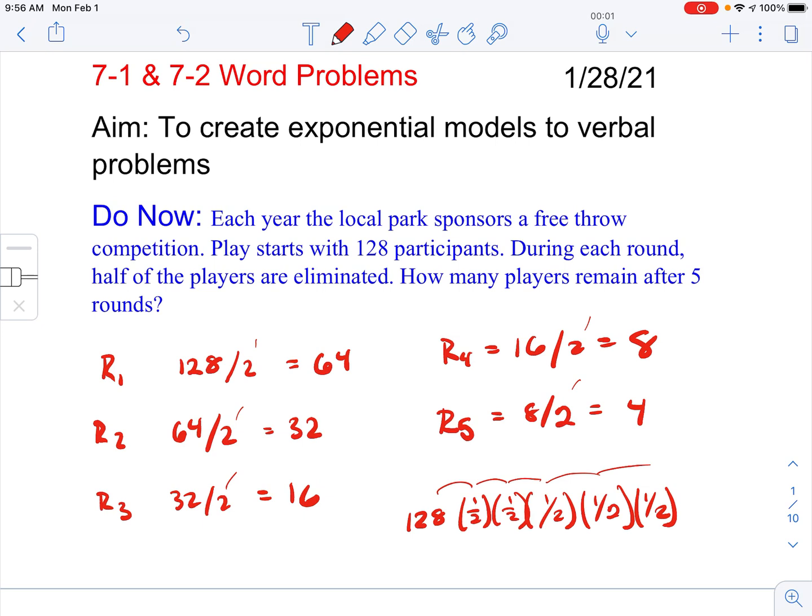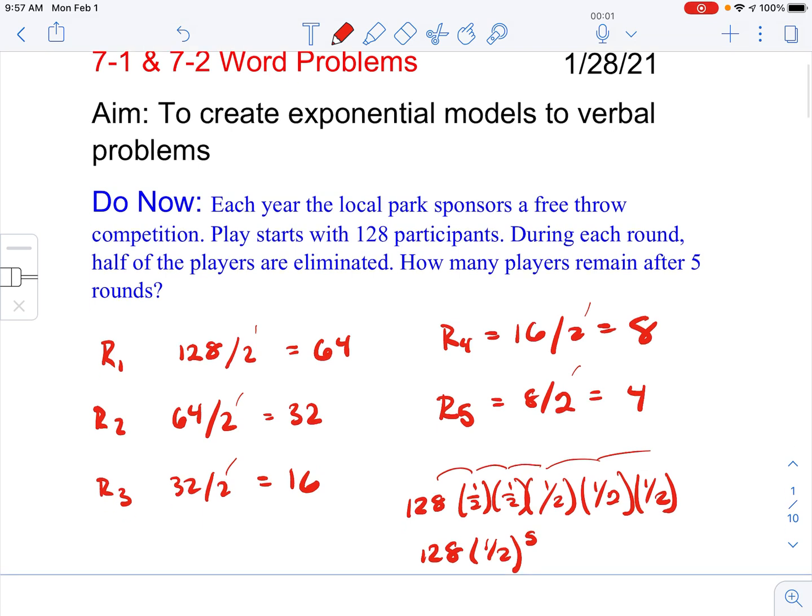Now, remember, when you multiply something by itself 5 times, it's the same as writing it to the 5th power, 1/2 to the 5th power. So as you can see, this repetitive division, or repetitive multiplication really, eventually forms an exponential function when you are doing it over and over and over again. Yesterday we talked about equations of the form a times b to the x power. Well, this is the same thing. In this case, my 128 is a, and my 1/2 is b. And we are substituting 5 into x because that's the number of times it's happening.